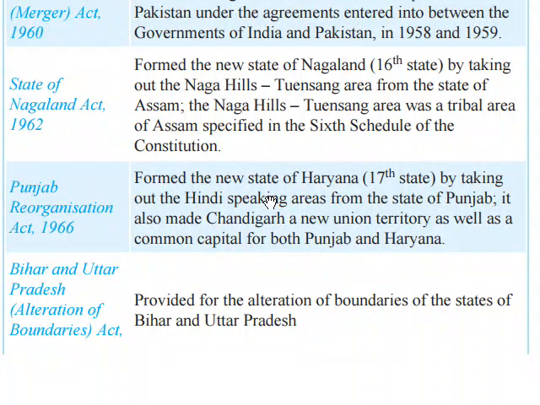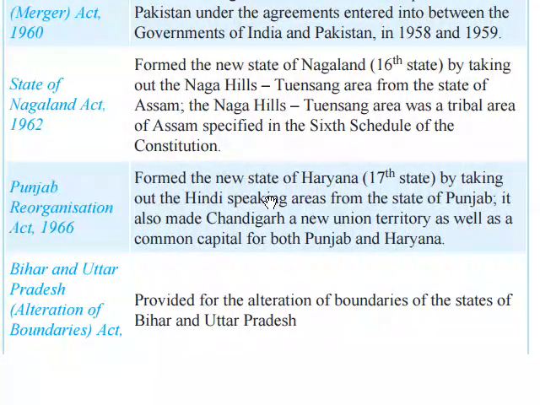The Punjab Reorganization Act 1966 formed the new state of Haryana, the 17th state, by taking out the Hindi-speaking areas from the state of Punjab. It also made Chandigarh a new union territory as well as a common capital for both Punjab and Haryana.